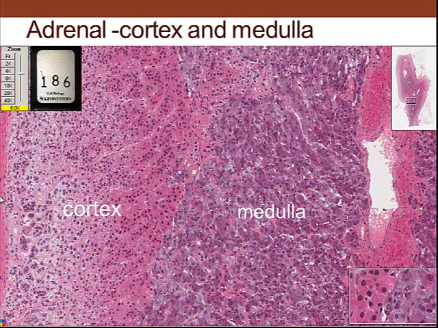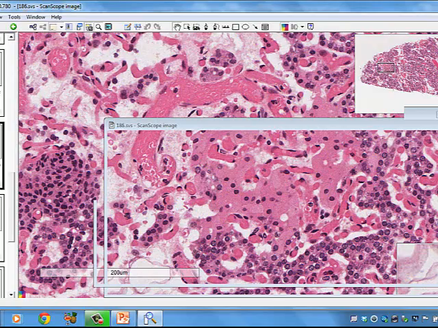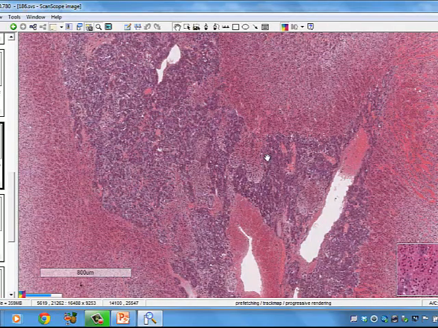So this is a capsule, cortex, medulla, and the vein. So this is where you have the glomerulosa, fasciculata, and reticularis, and then the medulla. And here you've got chromaffin cells that produce epinephrine. So if we take a look at one of these specimens, we can see the adrenal.